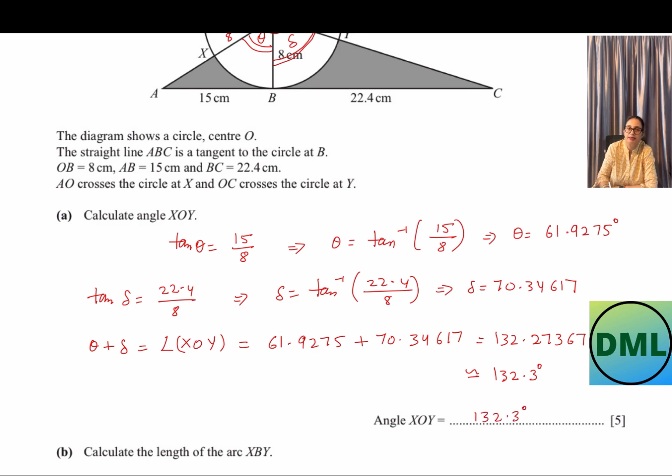That is my answer. Let's see the next part here. Calculate the length of the arc XBY.